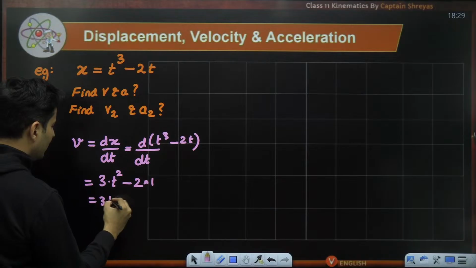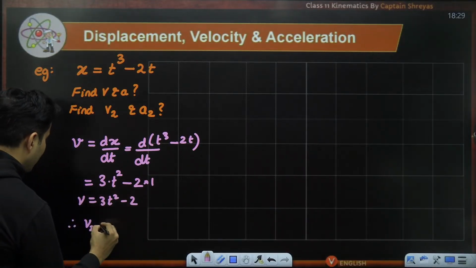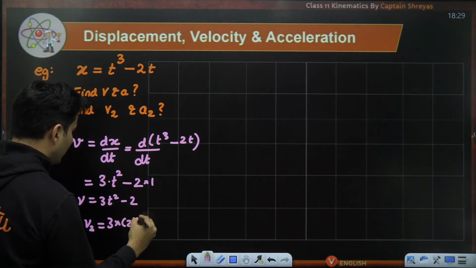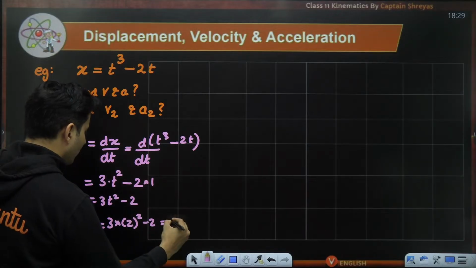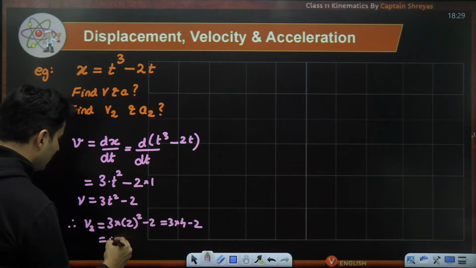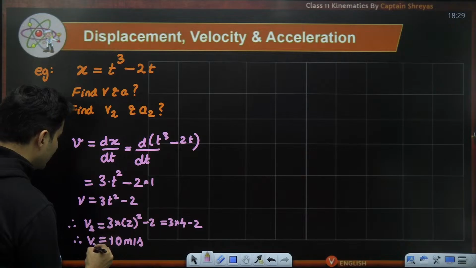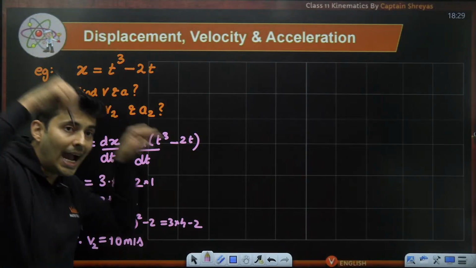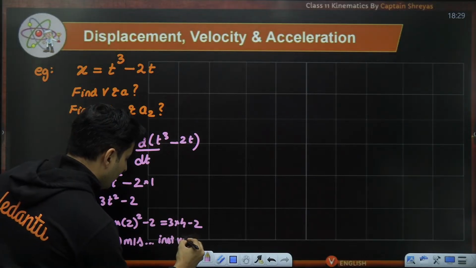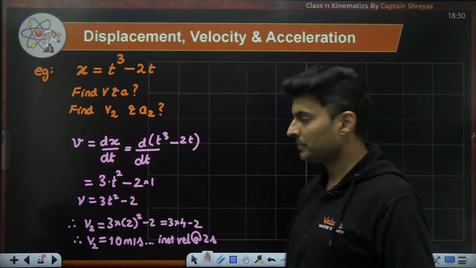So it is just 3t square minus 2. Therefore, how much will be the velocity at 2 seconds? Put the value of time as 2. So this will become 3 multiplied by 4 minus 2. 3 4s are 12, 12 minus 2 is 10. So it will be 10 meters per second. That is the instantaneous velocity at 2 seconds. That is the meaning of it.